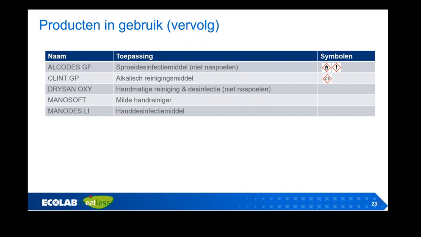Then you have the Clint GP. You use it for the floor cleaner, the scrubber machine. Yeah. Then you have the Manosoft and the Manodesli, and it's for your hands. So the Manosoft is just the soap, and the Manodesli is the disinfection alcohol.